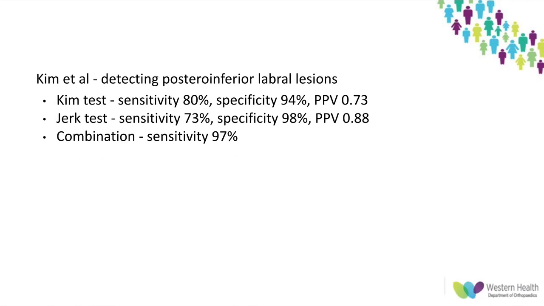All right. Now, Kim et al. did some research looking at the effectiveness of these two tests in detecting posterior inferior labral lesions. The Kim test was found to be 80% sensitive and 94% specific. The jerk test was 73% sensitive and 98% specific, but when the two tests were combined, their sensitivity increased to 97%.